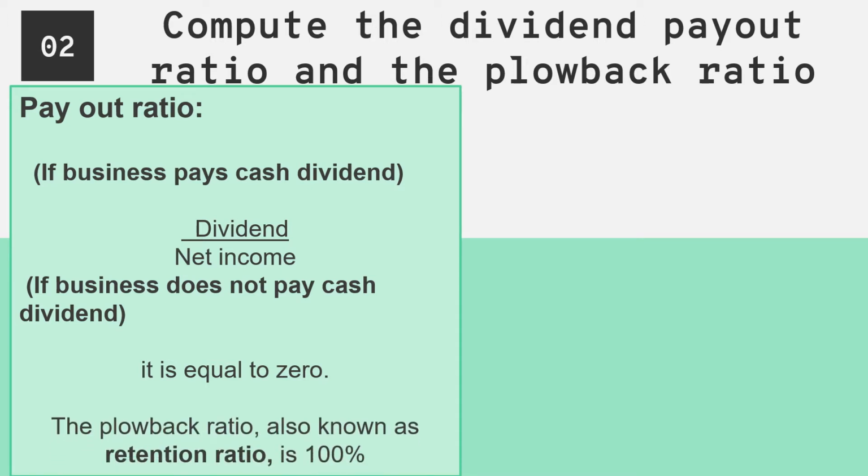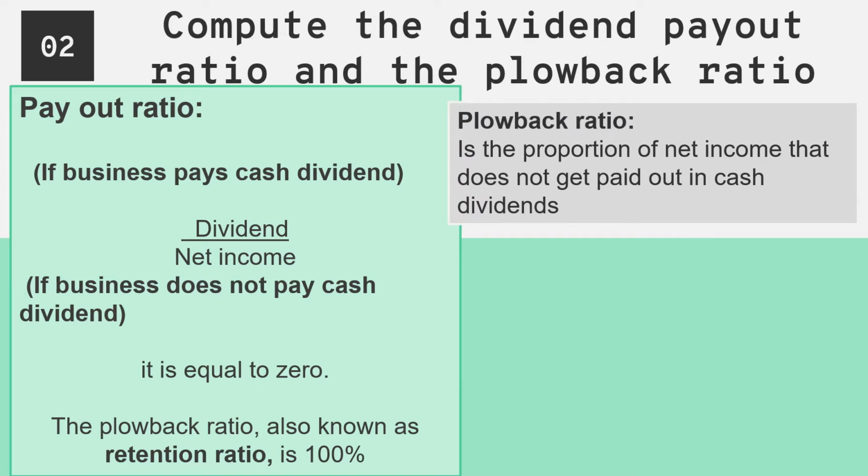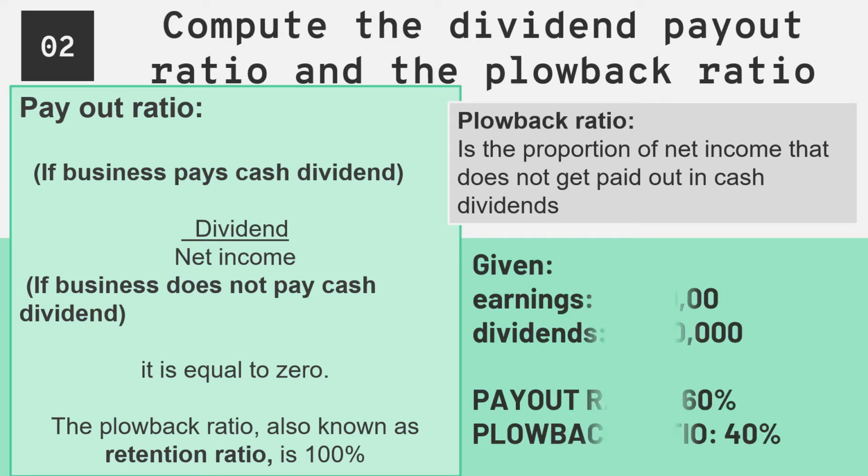Now, the plowback ratio, also known as retention ratio, is 100% minus the payout ratio. So, what is a plowback ratio? A plowback ratio is the proportion of net income that does not get paid out in cash dividends. So, here is an example. In the example, given are the earnings, which is 5 million pesos, and dividends of 3 million pesos.